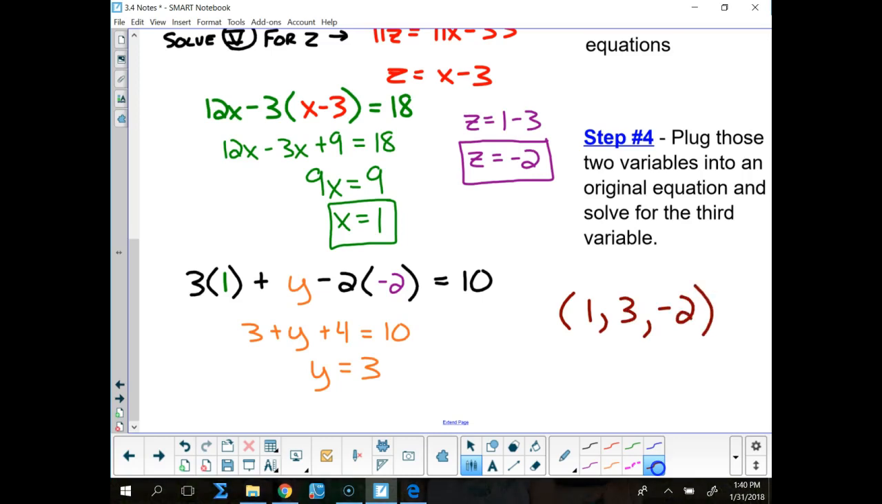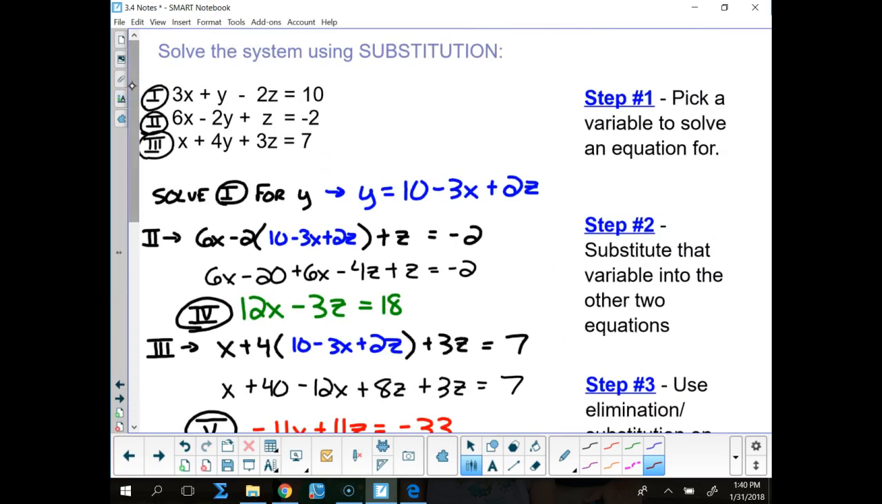What should we do now? We should check it. Okay? So let's go back up here. 3 times 1 is 3. Plus 3 is 6. 2 times negative 2 is negative 4. 6 minus negative 4 is 10. 10 checks out.